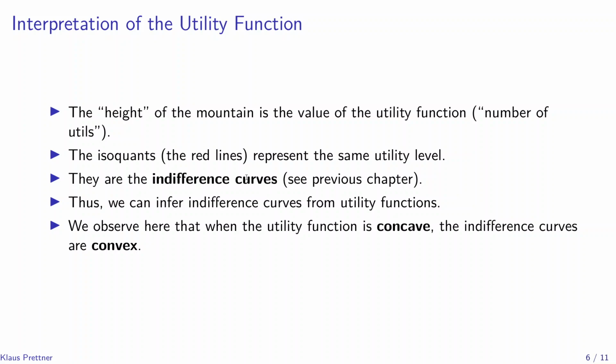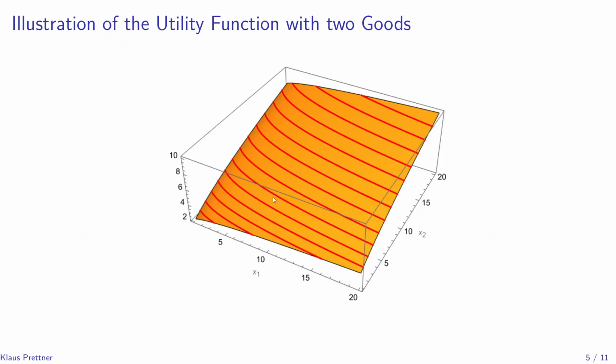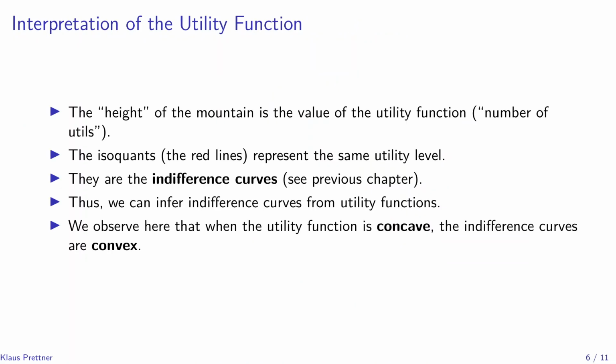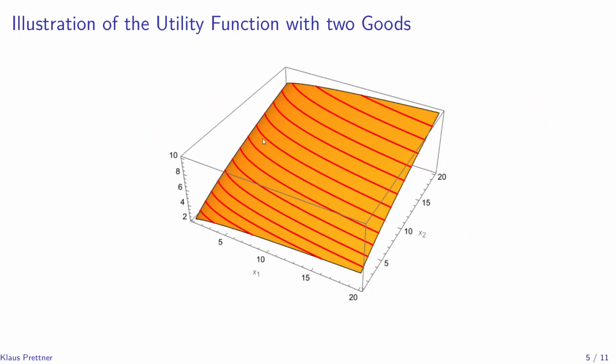As to the interpretation of the utility function, I've already said that the height of the mountain is basically the value of the utility function, or if you want to interpret it as such, the number of utils. So the higher the point is on which you are, the higher is your utility level. Then we have the so-called isoquants. These are the red lines, and they represent the same utility level. So you can achieve the same utility level with more of good 2 and less of good 1, or with less of good 2 and more of good 1.